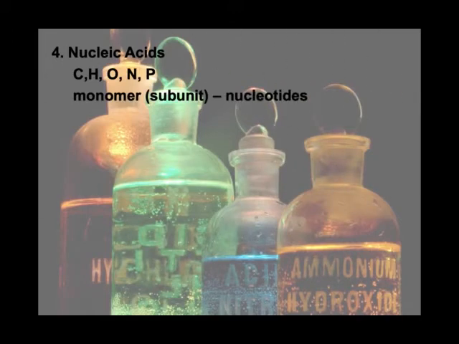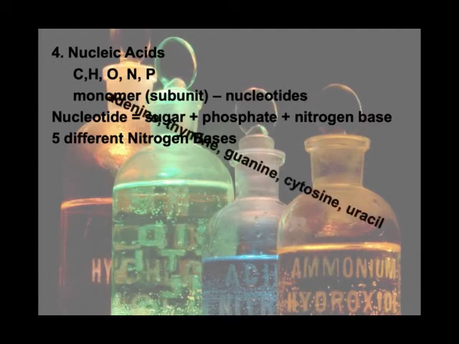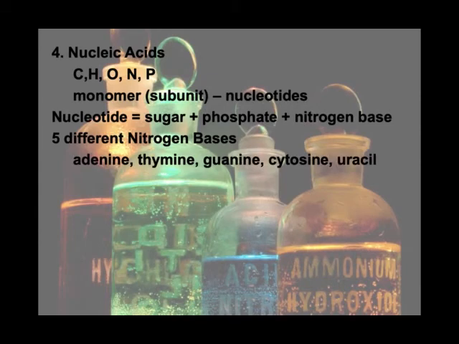The monomer or subunit that makes up nucleic acids is something called a nucleotide. A nucleotide is made up of a sugar, usually a 5-carbon sugar, a phosphate group, and a nitrogen base. There are 5 different types of nitrogen bases found in all nucleic acids. So the nitrogen bases are adenine, thymine, guanine, cytosine, and uracil.